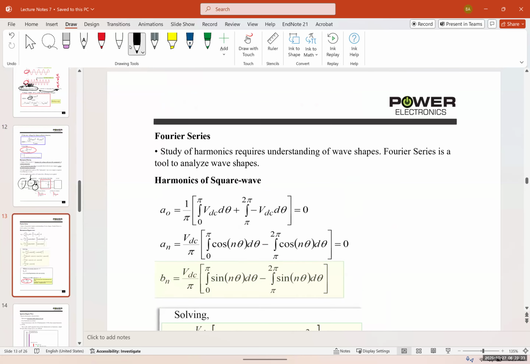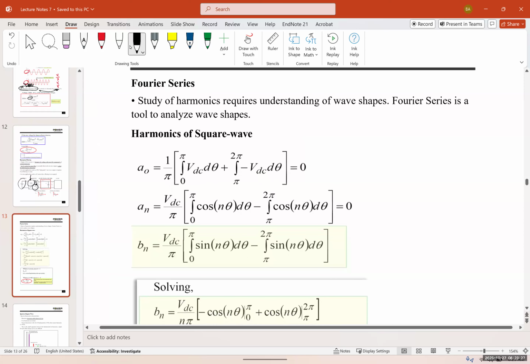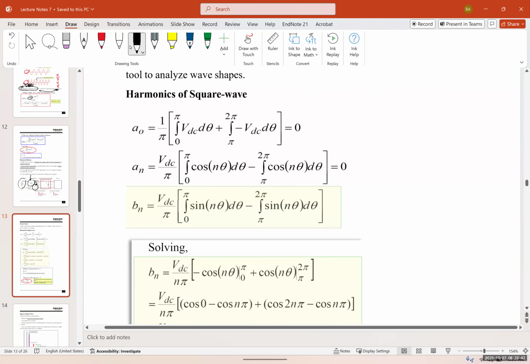Now for the filter itself and how to compute that, we need to find the harmonics and the Fourier series for that. So the study of harmonics requires an understanding of wave shapes. Fourier series is a tool to analyze wave shapes.